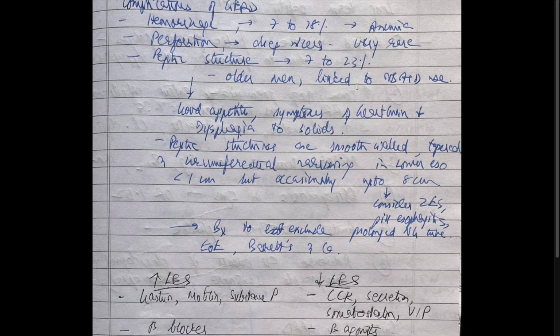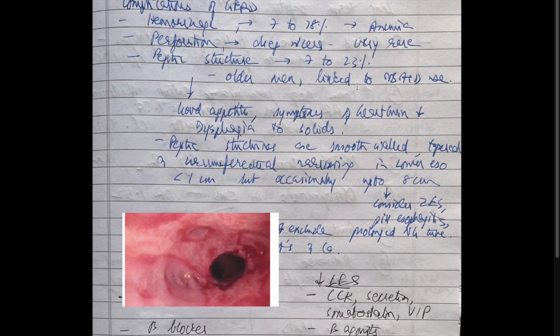Complications of GERD. Hemorrhage. In 7 to 18% patients, there is anemia. Perforation if there are deep ulcers, and this is very rare. Peptic strictures can be seen in 7 to 23%. This is seen in older men and is linked to NSAID use. Peptic stricture patients usually have a better appetite, symptoms of heartburn reduce, but there is dysphagia to solids.